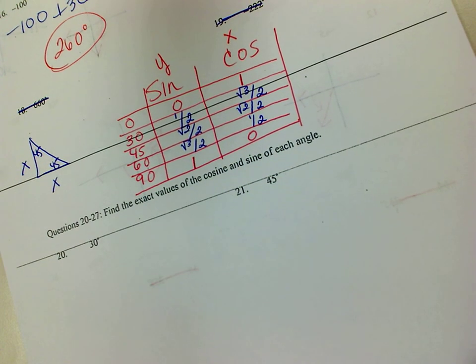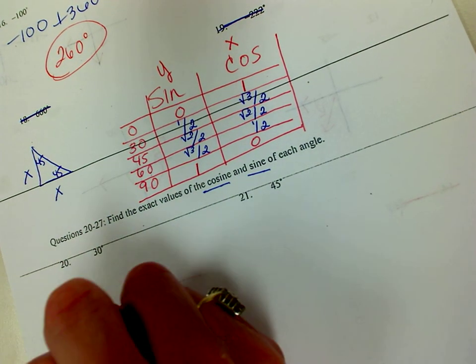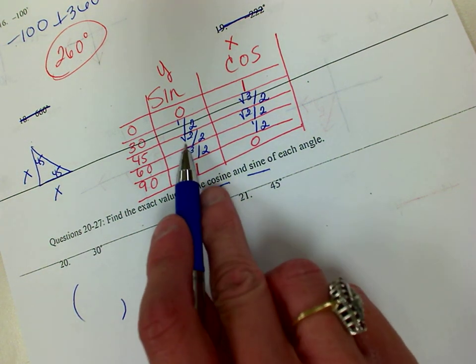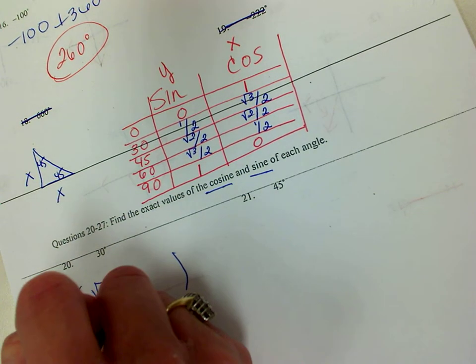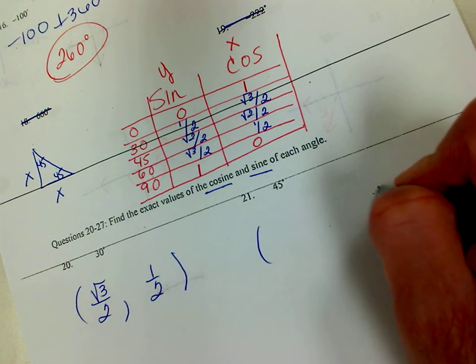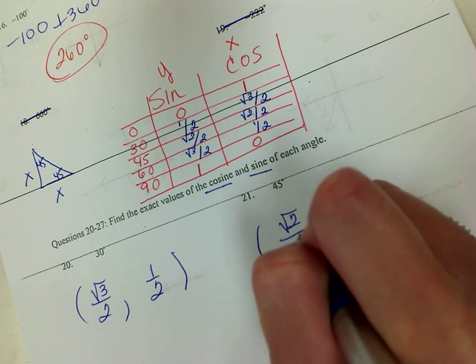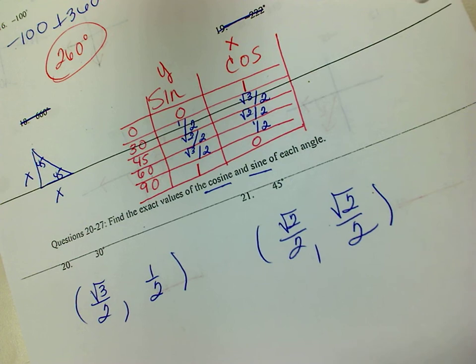Okay, so here we go. We want to figure out the exact values of cosine and sine. I'm just going to write those as ordered pairs. So at 30 degrees, I have cosine as square root of 3/2, and sine is 1/2. Remember, cosine is the x and sine is the y. Okay, 45 degrees, they're both the square root of 2/2. Okay, that was easy enough.